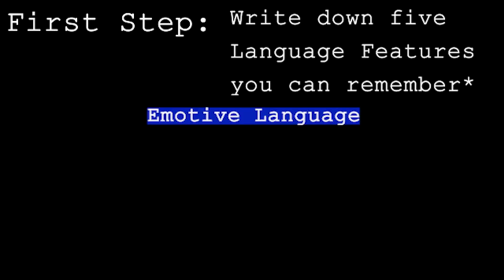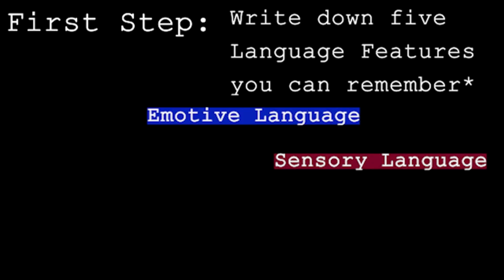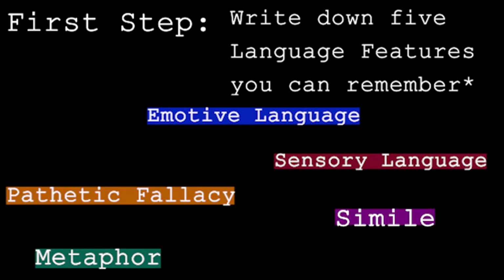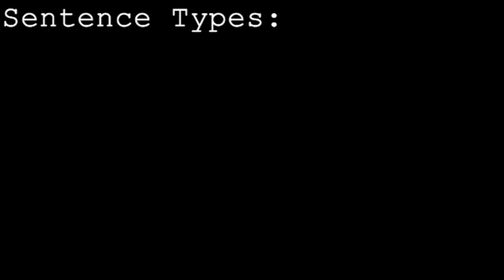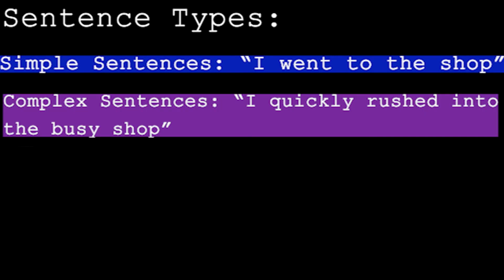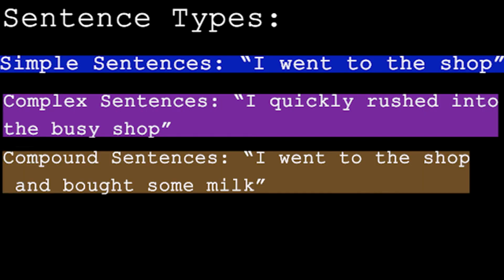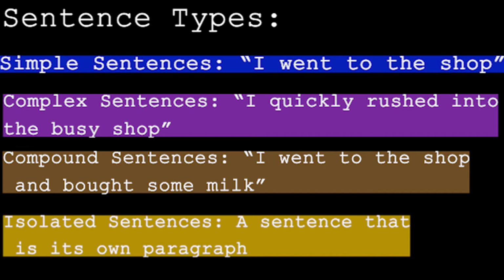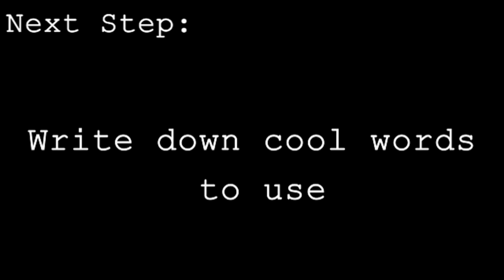So the first thing you're going to want to do here is write down 5 or so language features you know that you can use really well. Now just the names will do. Having those to look at when you write will remind you to use them. Make sure you do the same thing with sentence structures too. It might really help if you tally off at the end of every paragraph if you've got the time. So the next thing you're going to do after you've done these lists is write down a handful of really cool words to use.